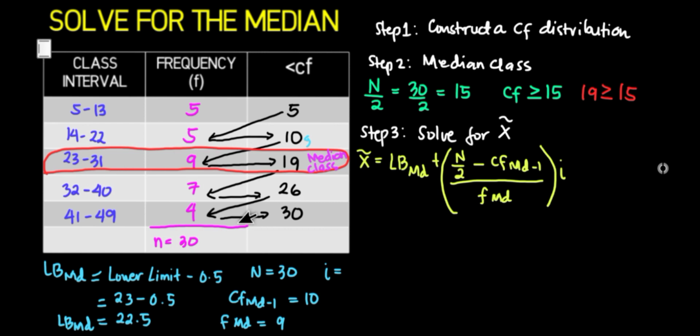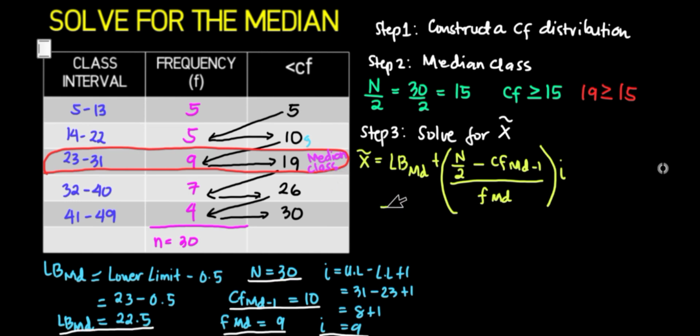And then, lastly, yung I, or yung class size is upper limit minus lower limit plus 1. So, yan po yung formula. So, ang upper limit ay, for example, yung median class na lang. Kuhain natin. So, 31 minus lower limit 23 plus 1. So, 31 minus 23 is 8 plus 1. The answer is 9. So, ang class size or class width is 9. Then, lower boundary ng median class is 22.5.